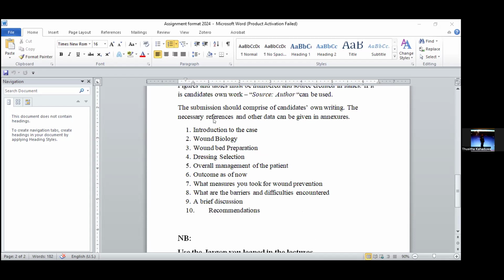And in the introduction to the case, we would prefer if you describe the patient, then in another separate paragraph, the wound, the way we have, I think in the first lecture, we gave a little bit of a 10-piece sort of assessment. So in those topics, so that it will be easy. That's what we actually expect.